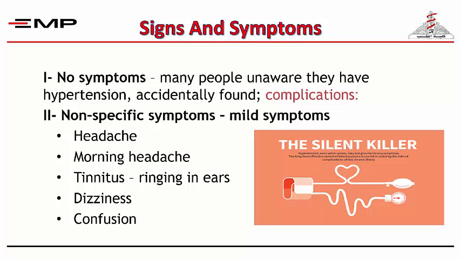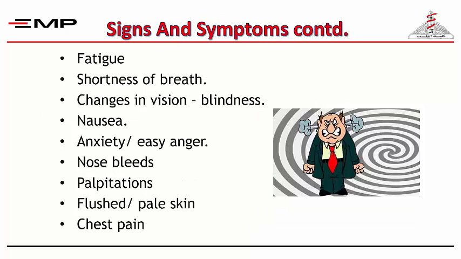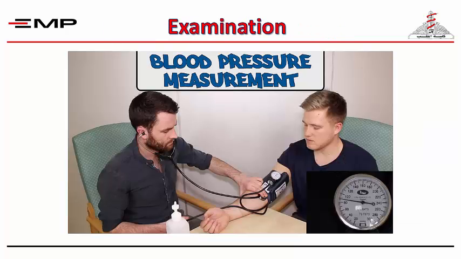Non-specific or mild symptoms might sometimes occur in the form of vague symptoms like headache, like morning headaches, tinnitus, ringing in the ears, dizziness, some confusion, fatigue, some shortness of breath, changes in vision or sometimes up to blindness, nausea, anxiety or easy anger, nosebleeds, palpitations, flushed or pale skin, and chest pain. Examination: blood pressure should be properly measured and assessed. This will be fully covered in the clinical session.